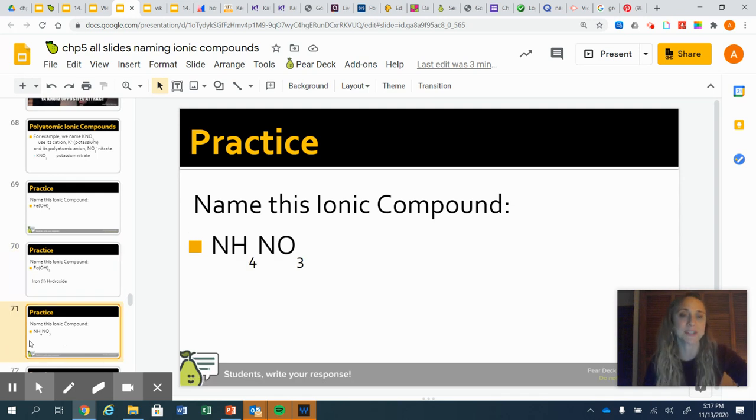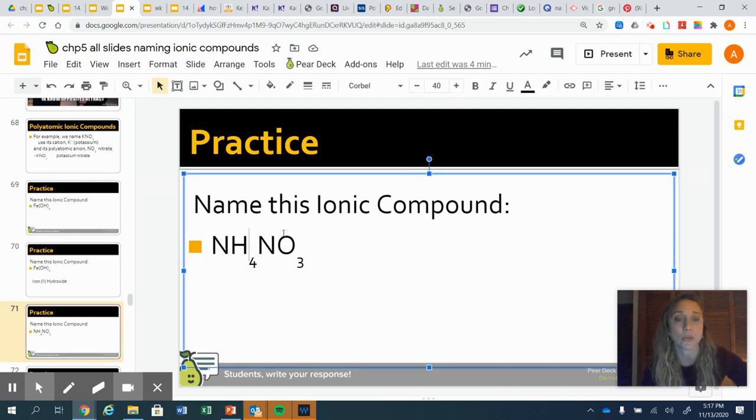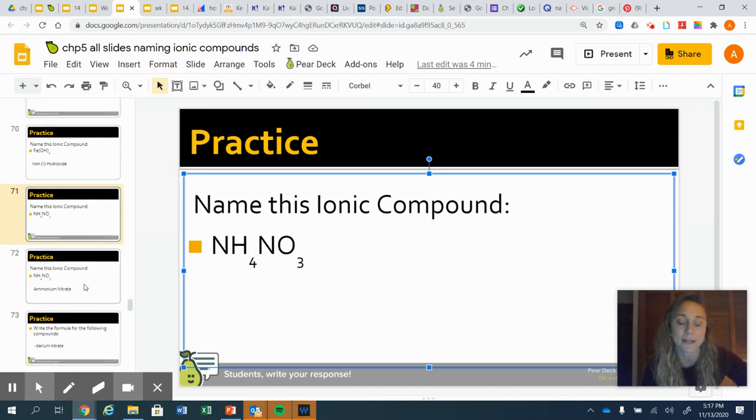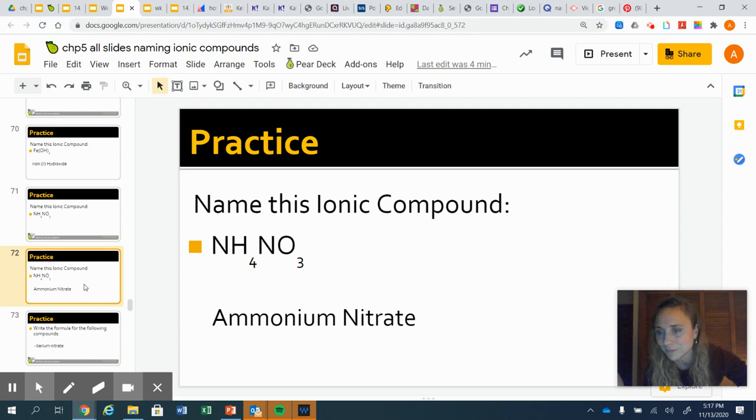All right, this next one: do you recognize NH4? It's the only time when your cation is going to be a non-metal or a group of non-metals. NH4, we know this is a +1. It's ammonium. And NO3 is the nitrate. So we're just going to call it ammonium nitrate. There are no transition metals here.